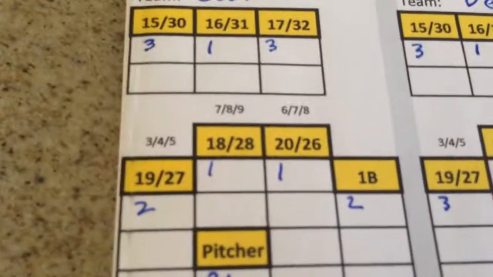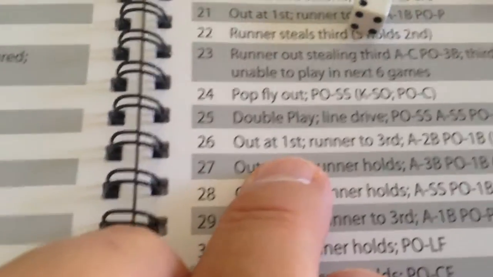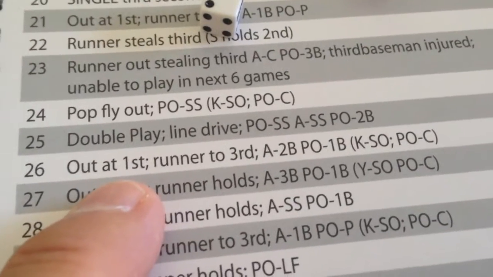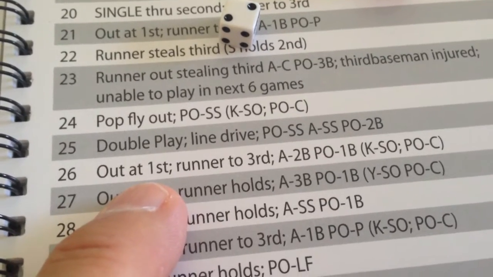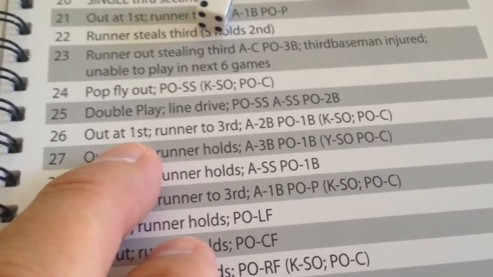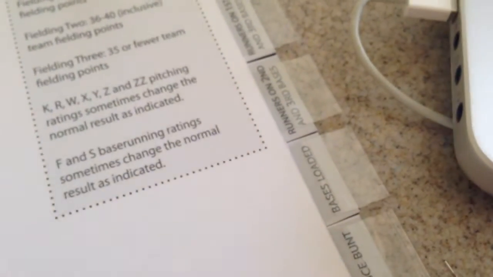32 is a 26. 26, that's the second baseman. He's a fielding column one. 26 is out at first, runner to third. And that's the same way all the way across also. So the runner is out on the ground ball to second base, and the runner goes to third. So two outs. Tigers one hit away from tying this game up with McAuliffe at the plate.